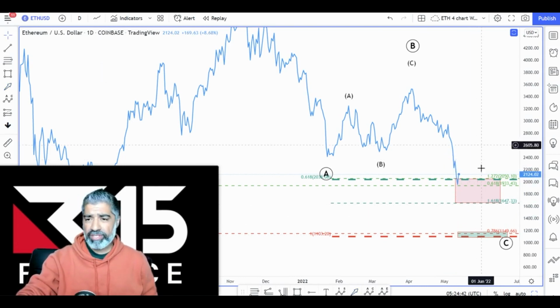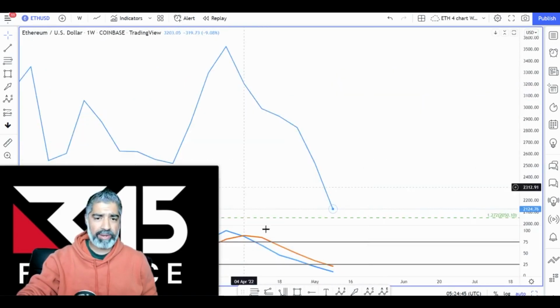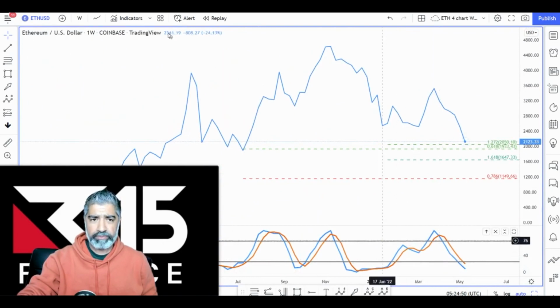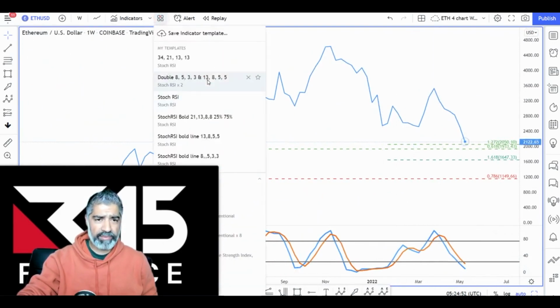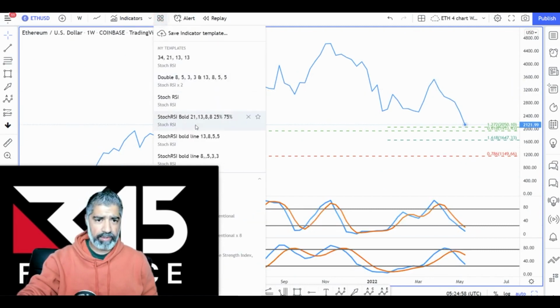So let's just now look at a couple of other factors. Let's look at the weekly momentum. I'm just going to dive into my top left-hand corner chart. That's where I keep my weekly information. Just want to double check a couple of things. Yeah, we'll use the top one.